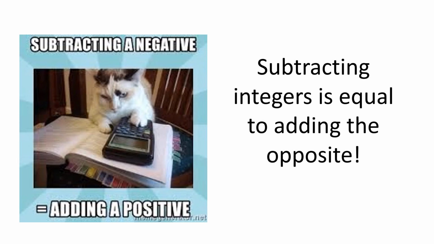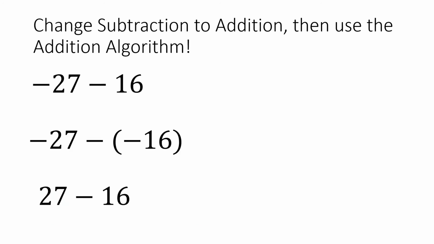So here's my little kitty cat on the graphing calculator doing some math. And the cat remembered that subtracting a negative is the same as adding a positive. And we've talked about this all year. Subtracting integers is equal to adding the opposite. So what that means is anytime you're subtracting integers or rational numbers like fractions or decimals, this works too.